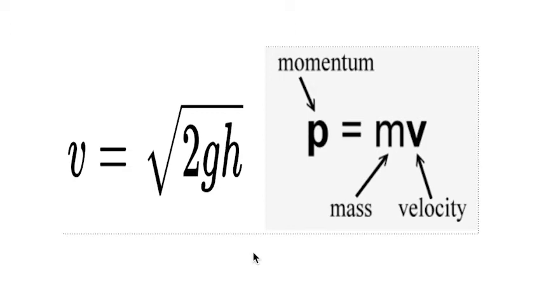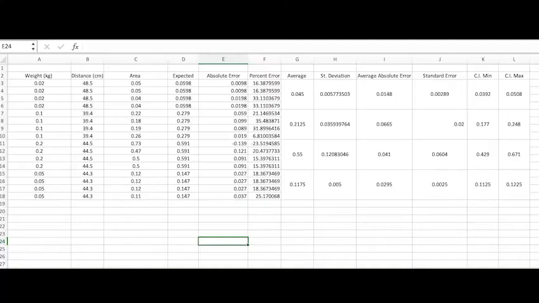After finding the velocity value, we plug these numbers into the momentum equation. p is equal to m times v, where p is momentum, m is mass in kilograms, and v is velocity. After finding the momentum, we now have our expected value. We then calculate the absolute error by subtracting the expected value from the area value. We find the percent error by dividing absolute error by expected value times 100.